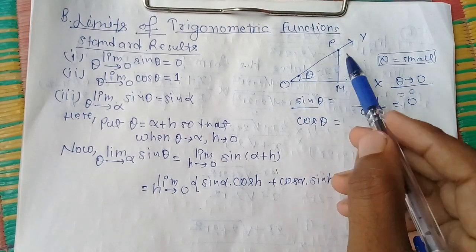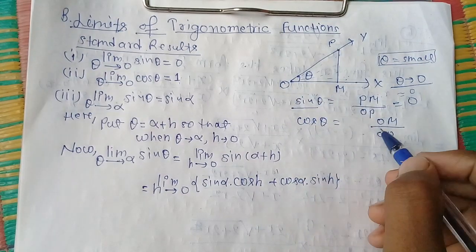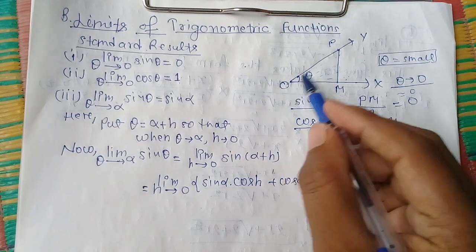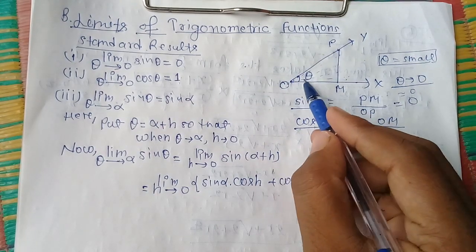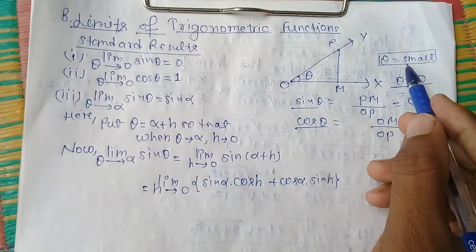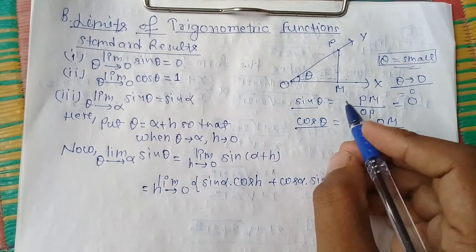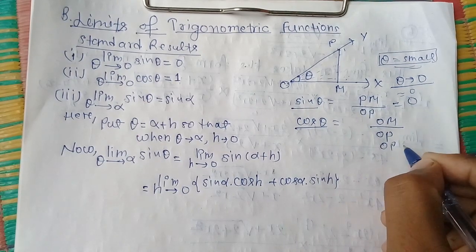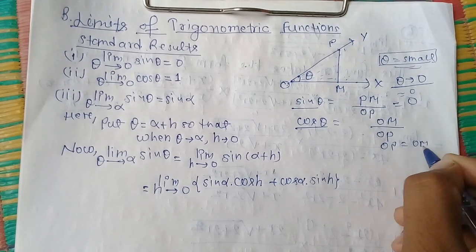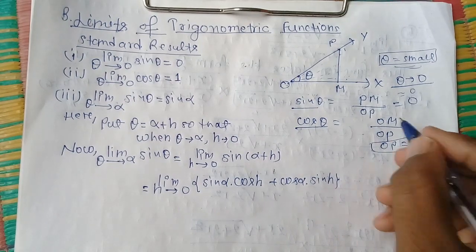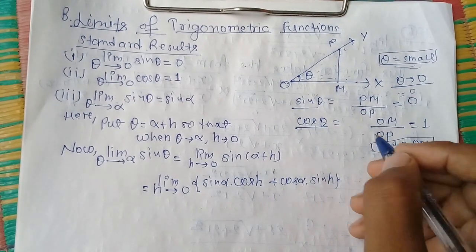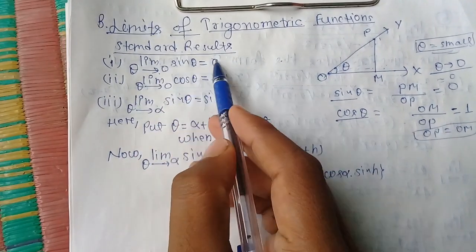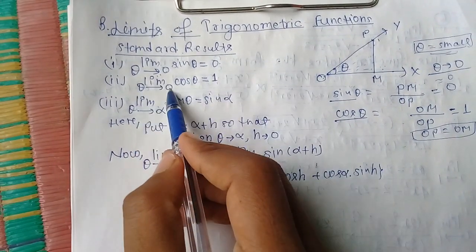So what about cos theta? Now OP and OM, as theta tends to very small, in this situation OP and OM will be equal. So in this case this gives the value of 1. So limit theta tends to 0 of sin theta is equal to 0 and limit theta tends to 0 of cos theta is equal to 1.